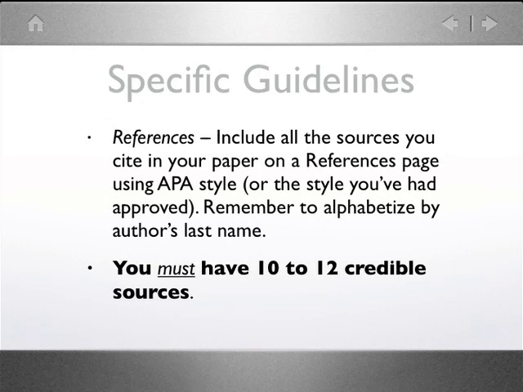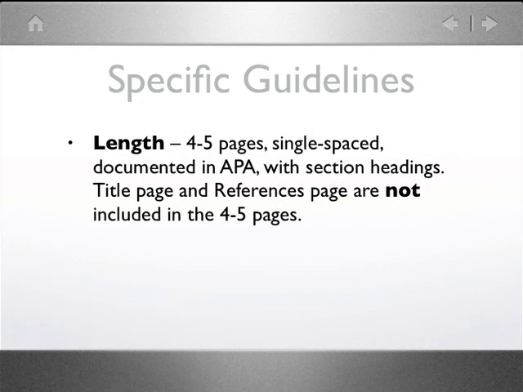Now, if you completed Module 2, as I hope you all did, you've got those sources sitting there. You might find as you write your literature review that 1 or 2 of those sources drop out, and you may need to replace them. That's fine. You don't need me to give you consent to do that. You're in charge of this literature review. Use the sources as you feel they must be used. Again, the length is 4 to 5 pages, single spaced, documented in the APA style with section headings. Again, the title page and reference page are not included in that 4 to 5 page requirement.